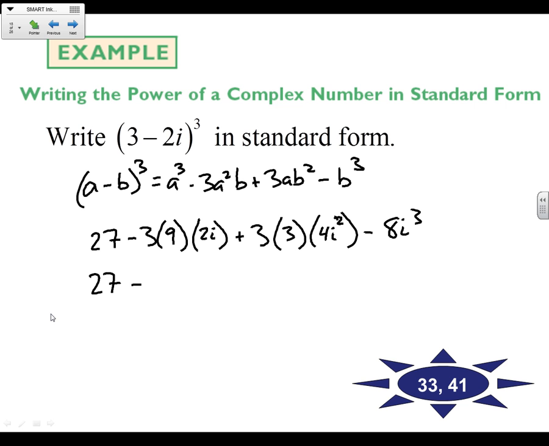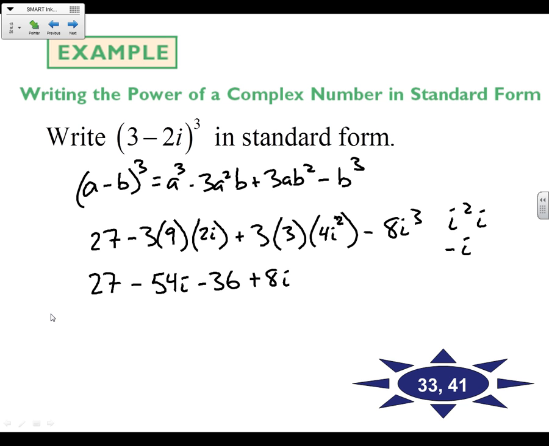27 minus 27 times 2 is 54i. 3 times 3 is 9. Times 4 is 36. i squared is a negative, so minus 36. And then this is going to turn into negative 8i squared. Remember, i squared is just the same as negative 1, so this is going to turn into positive 8i, instead of negative 8i cubed, positive 8i.